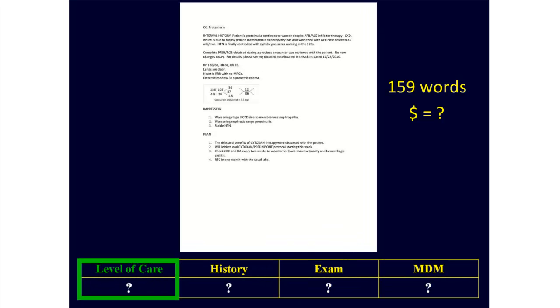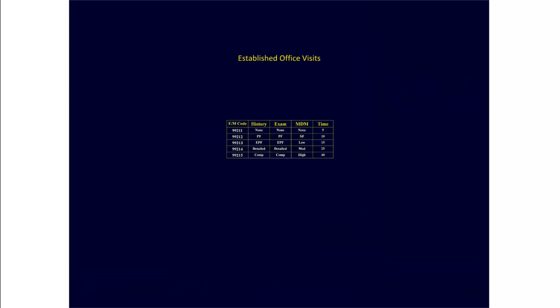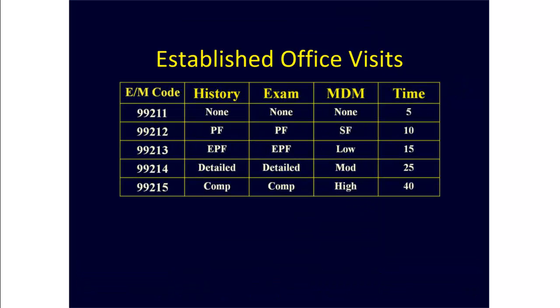This is a note for an established office patient. It contains 159 words. To figure out what it's worth, we need to figure out the level of care by taking apart the history, the exam, and the medical decision-making, and plugging it into this table, which shows the documentation requirements for established office patients.